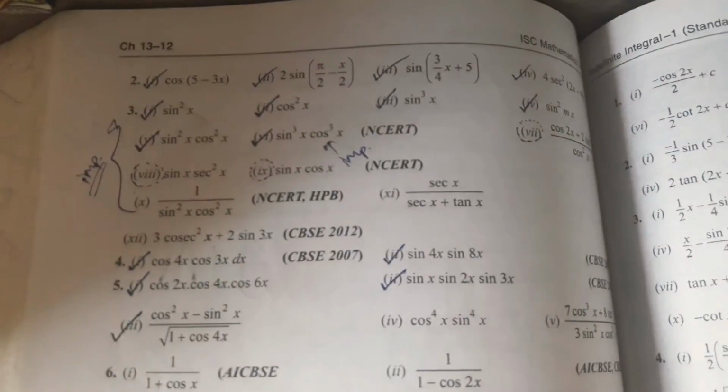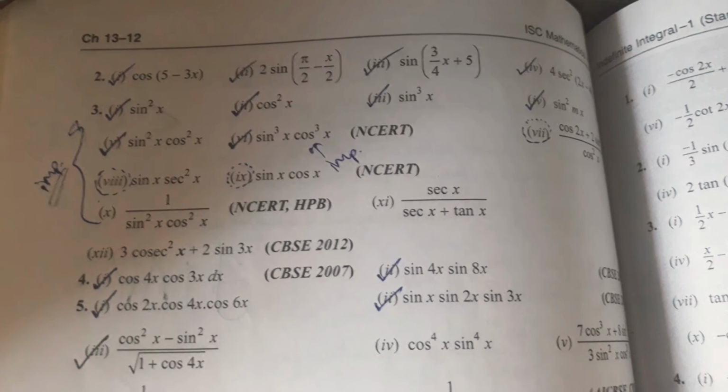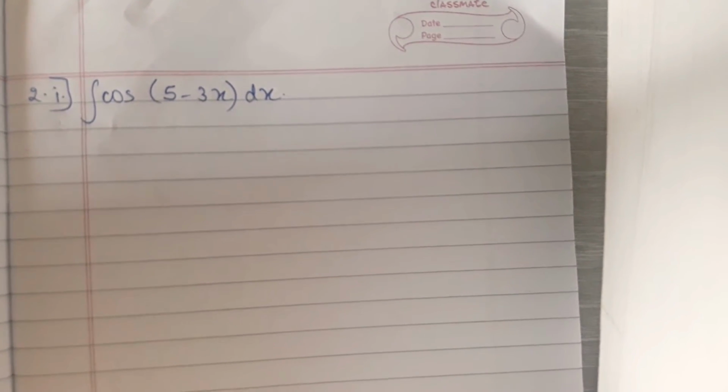Yesterday we finished all the sub-questions of question number 1 in exercise 13a of Indefinite Integral chapter. Today we'll be continuing and we'll be doing all the sub-questions of question number 2. So let's begin. Okay guys, so the first question is the integration of cos 5 minus 3x.